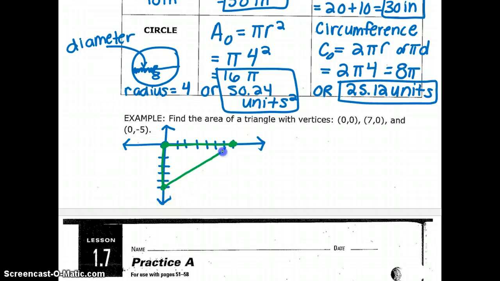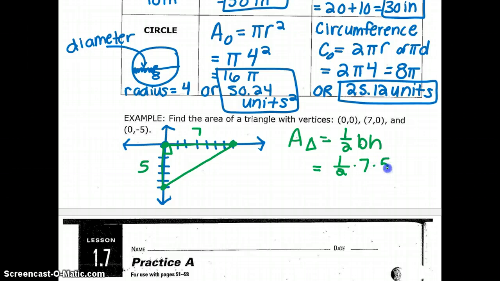I can either count or find the distance of each of these sides, and it's meeting at a perfect right angle in the corner. My formula for the area of a triangle is half base times height. I'm going to say that my base is 7 and my height is 5. If you switch those two around, you'll still get the same answer, 17.5, and this is units squared.